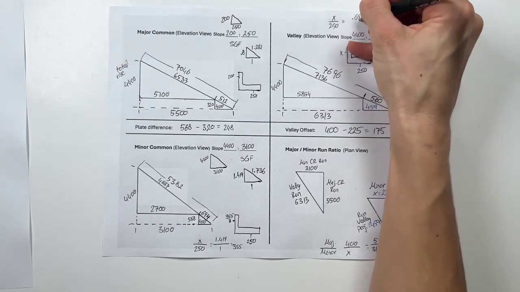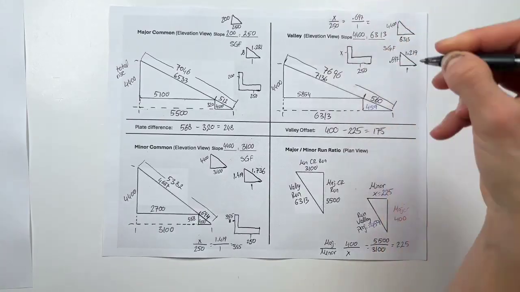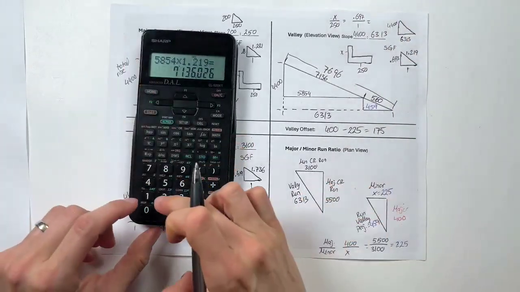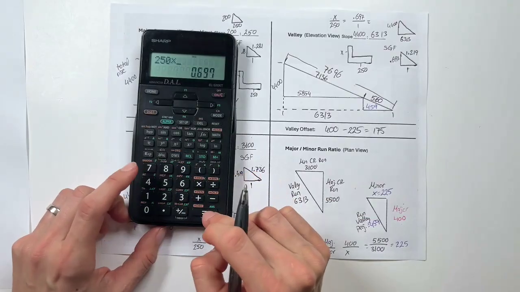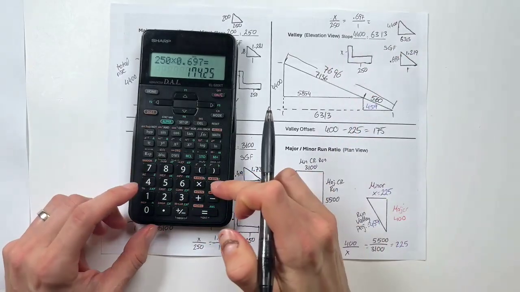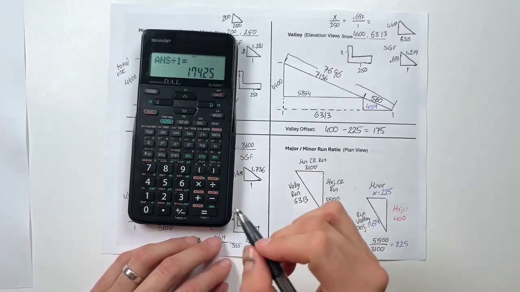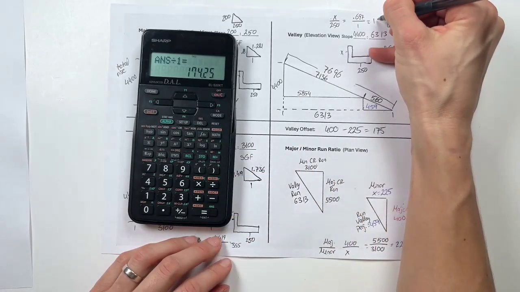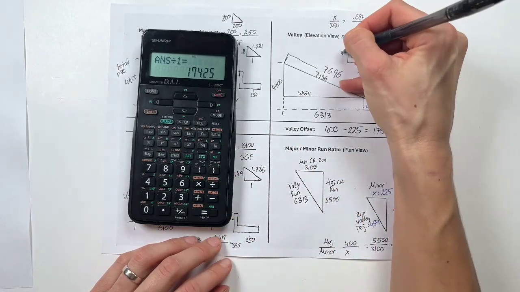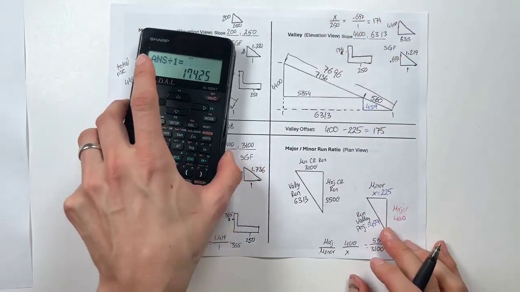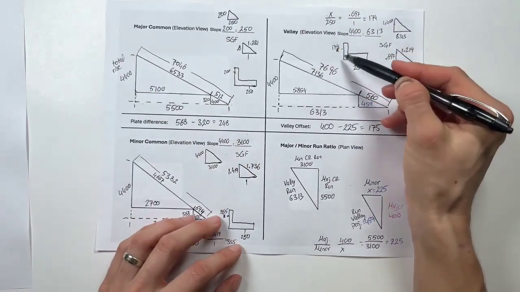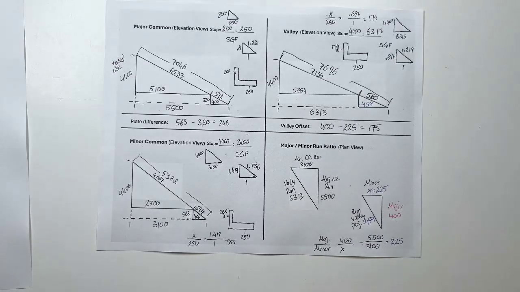So 0.697 over 1, 250 times 0.697, and divided by 1, but it stays the same, right? So 174. Perfect. 174. Boom. So now we also know what numbers to put on our framing square.